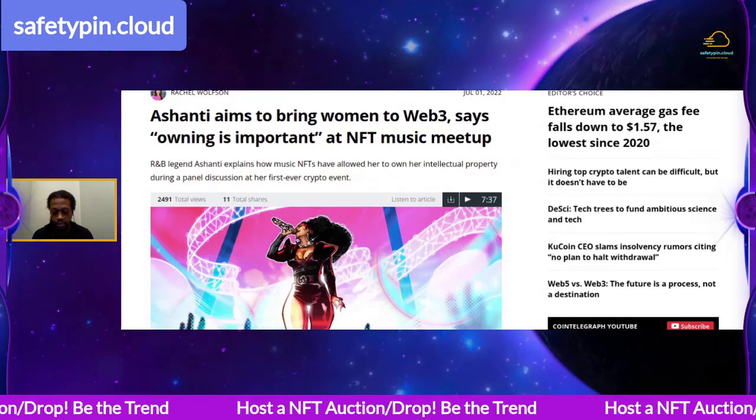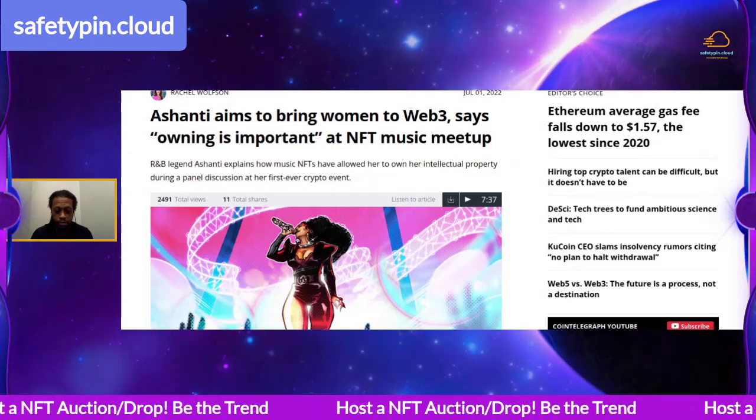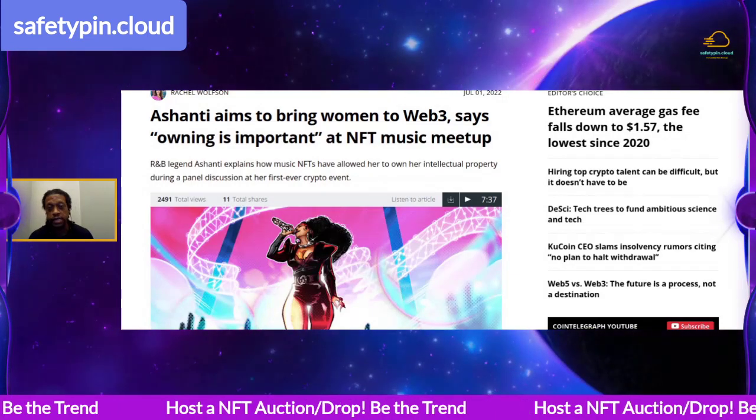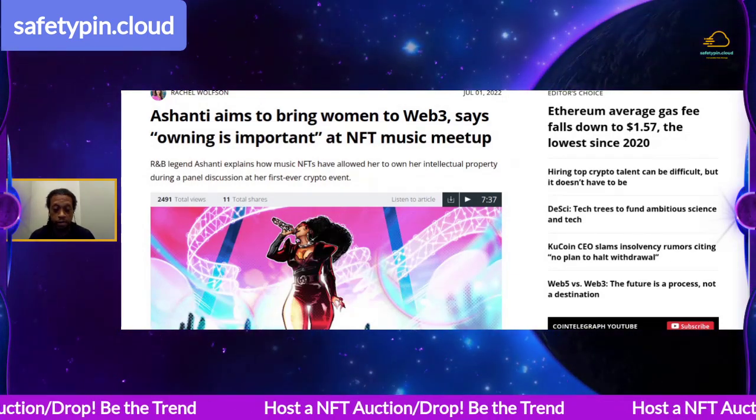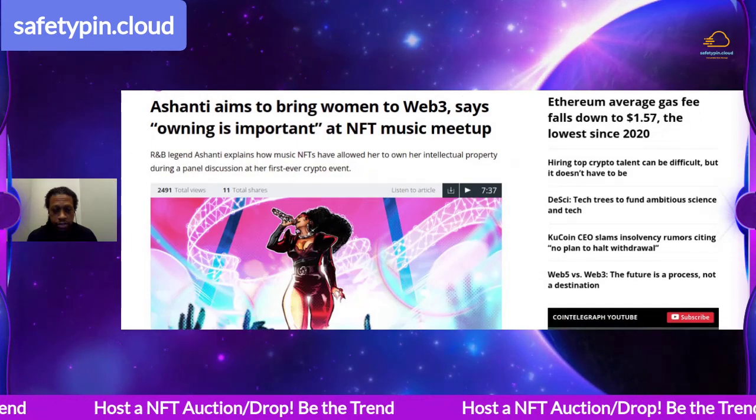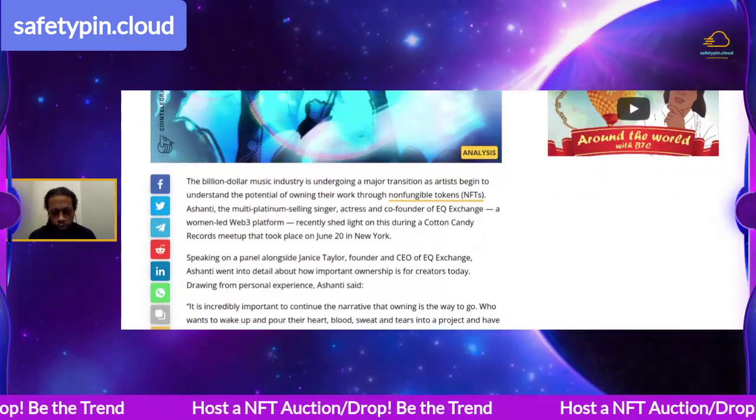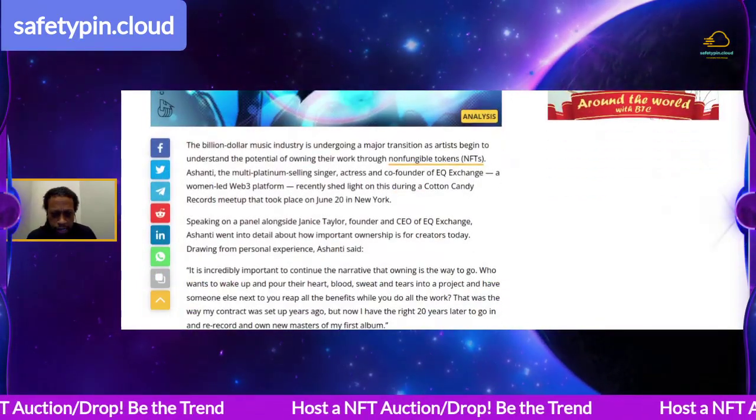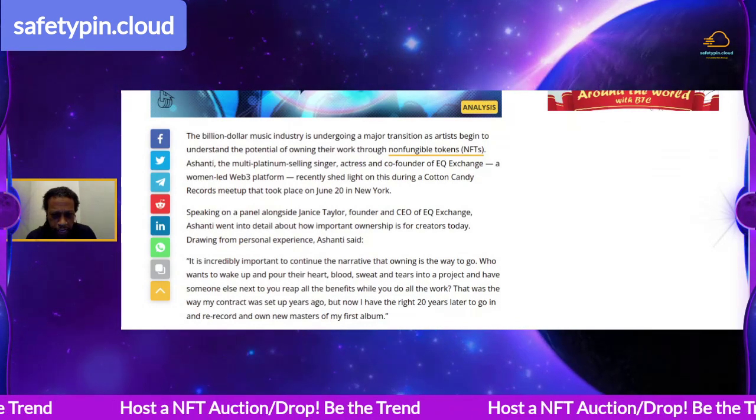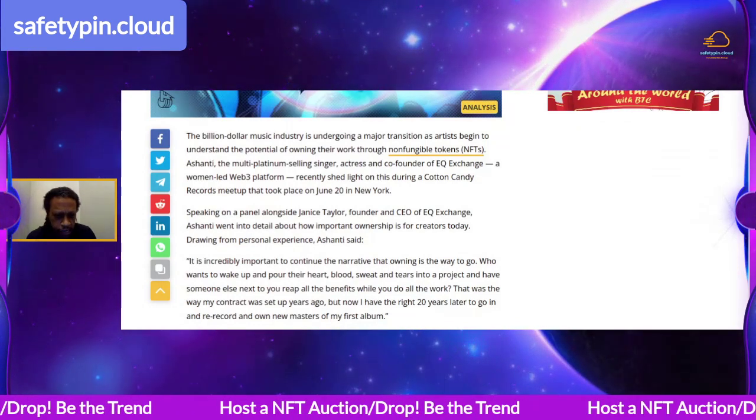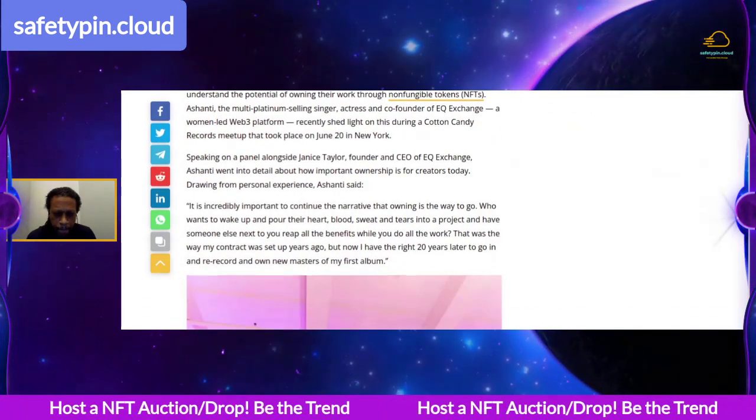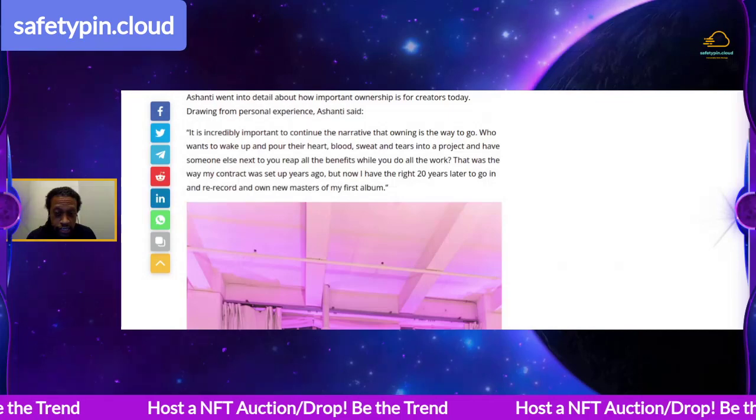We need everyone to have full ownership and to be able to participate in receiving what they need to be compensated for the work and the effort and energy that they're putting in. So Ashanti is trying to bring more women into this marketplace, and she's a co-founder of a group called EQ Exchange, which is trying to lead women to the Web3 platform. This is a good thing, and I'm glad she's out there like that.